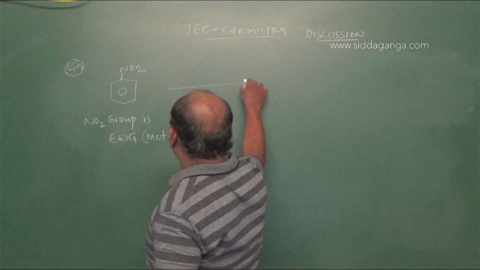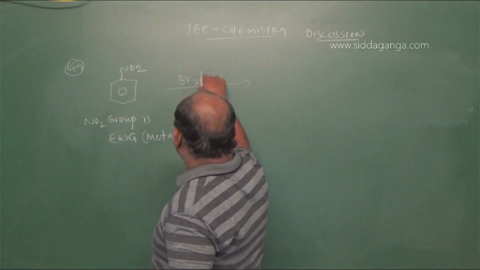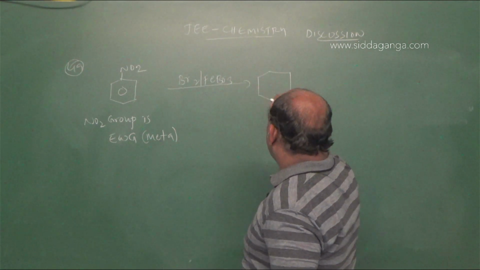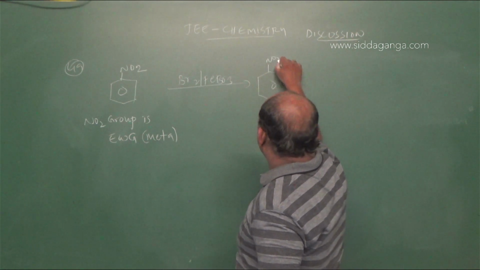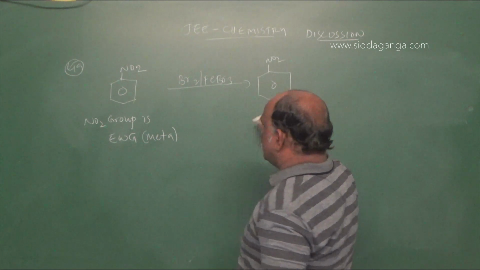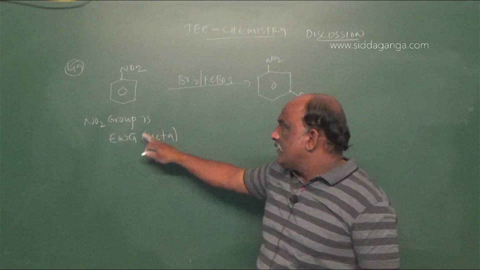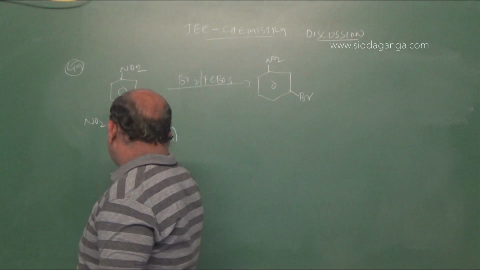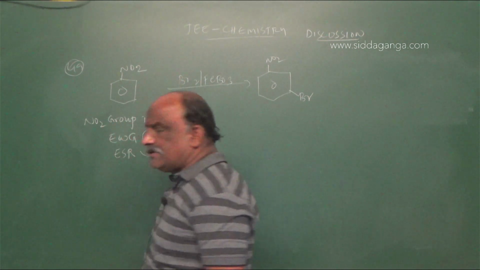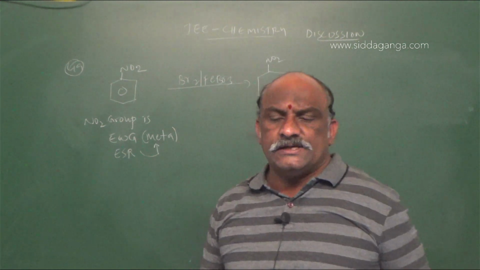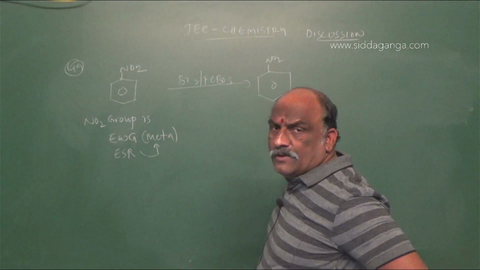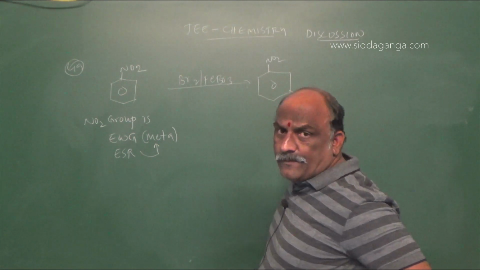So we should go with halogenation, Br2/FeBr3, substituting bromine in the meta position. Because the NO2 group is an electron withdrawing group, electrophilic substitution reactions take place at the meta position. So the compound we get has bromine in the meta position.